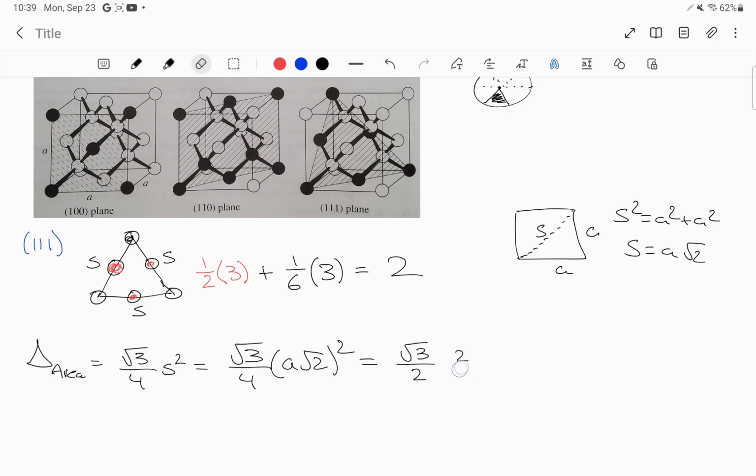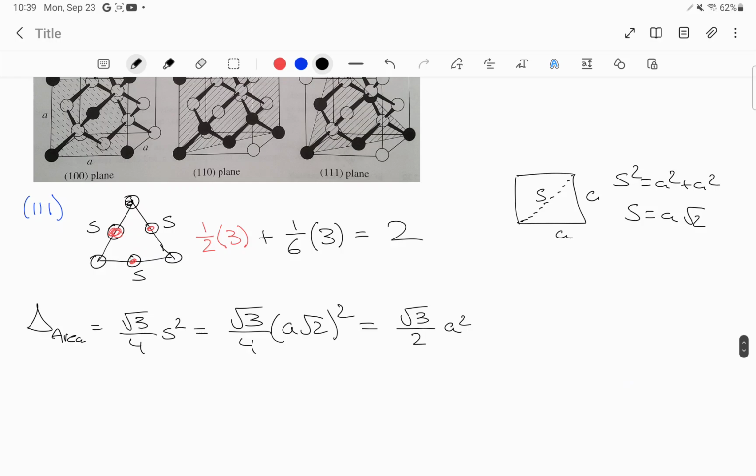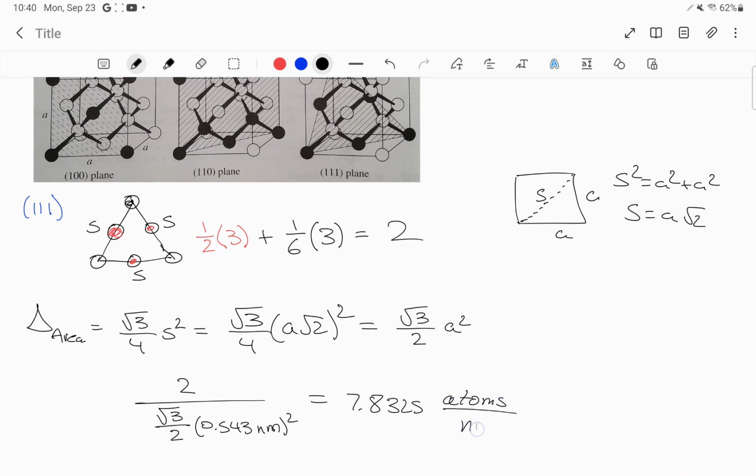Whoops, there's some bad handwriting. It's going to be square root of 3 over 2, A squared. So now, to find the number of atoms in the plane, we're going to do 2 over the square root of 3 over 2 times the lattice parameter, which we said was 0.543 nanometers squared. After putting that in your calculator, you should get 7.8325 atoms per square nanometer.